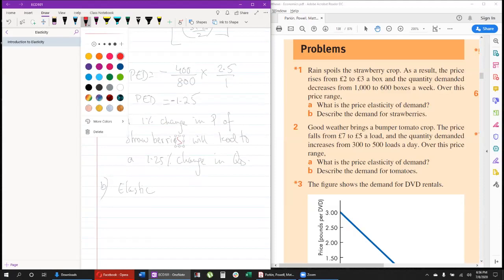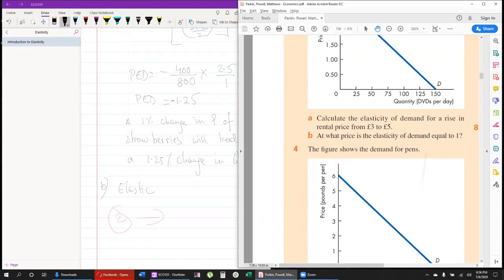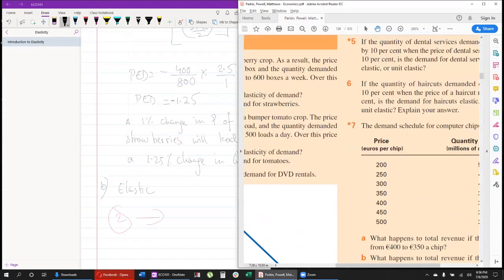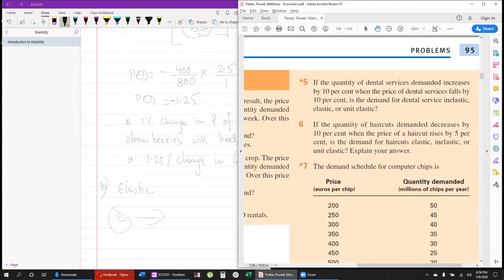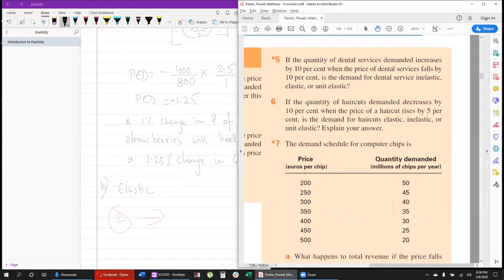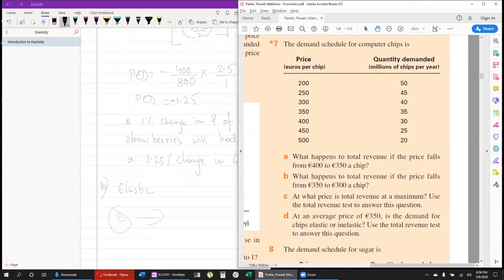Number 2, I'm not doing. I'm going to leave that for you guys to solve. It's very similar to number 1, so you should all be able to do it. 3 and 4 also, you guys can give it a go and see if you are able to do it. 5 and 6 are also pretty basic. I'll leave that for you guys to solve. And I'll move on to number 7.